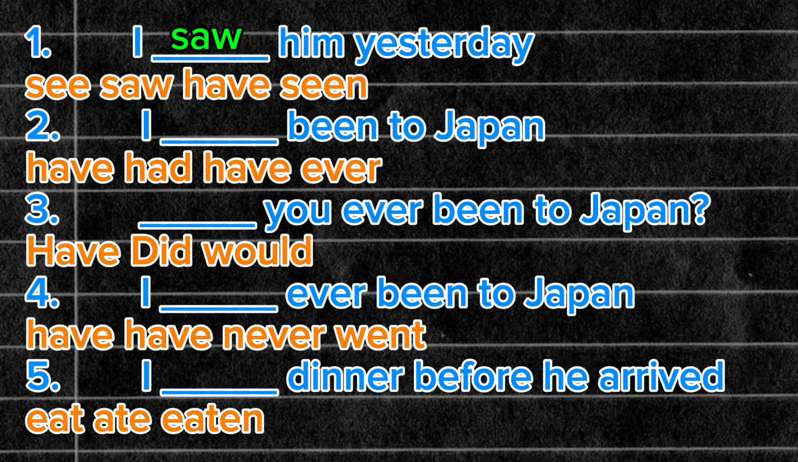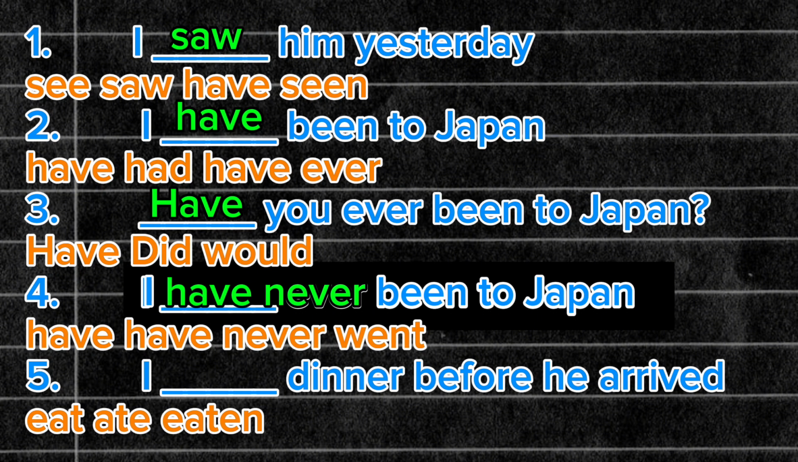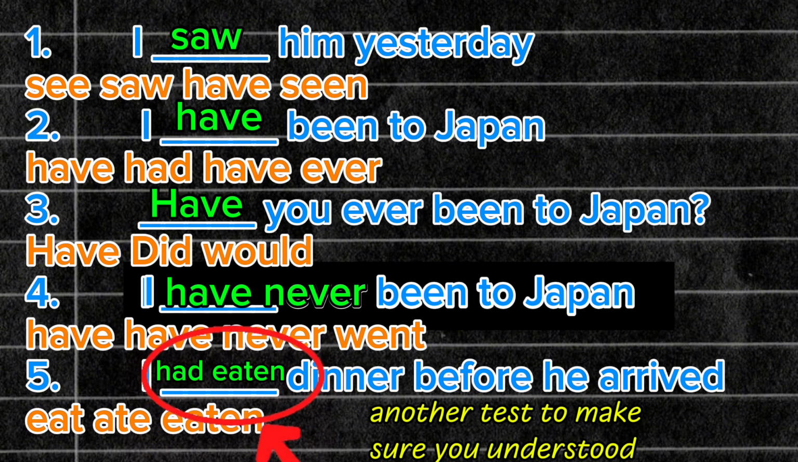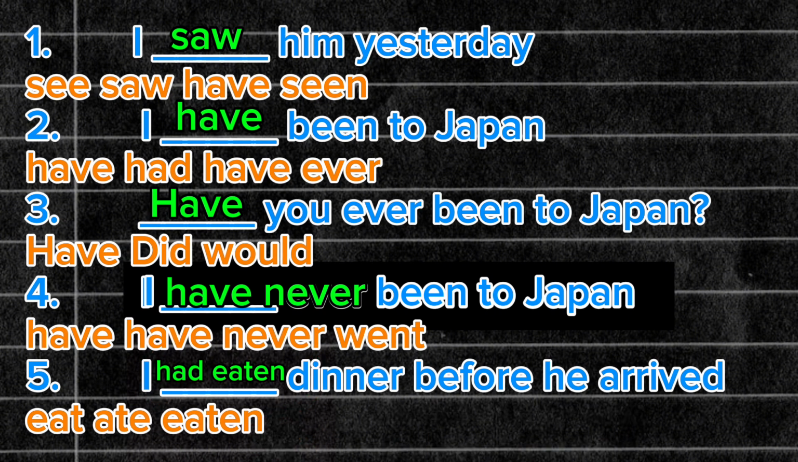Number 1, I saw him yesterday. Number 2, I have been to Japan. 3, have you ever been to Japan? Number 4 tried to catch you out. Don't say, I never ever been to Japan. Say, I have never been to Japan. Not I never ever. I have never been to Japan. A little tricky one in there to see if anybody was paying attention correctly. And number 5, I had eaten dinner before he arrived.